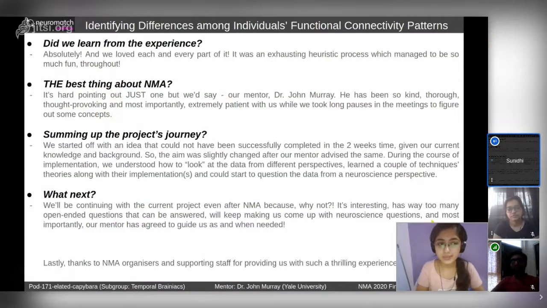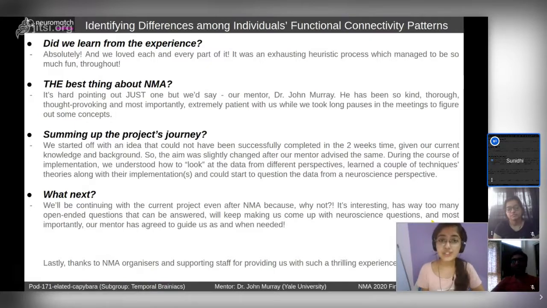Now, our experience with NMA. Did we learn from it? Absolutely, yes. We loved it. It was so much fun. It was so exhausting for 21 days, but we learned so much. Best thing about our experience, we have to mention this, our mentor, Dr. John Murray, he was very patient with all 3 of us who had literally no background in this area, but he was so patient in explaining everything to us.